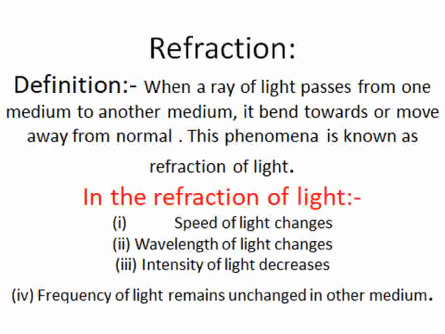In the refraction of light, number 1, the speed of light changes. This is also the cause of refraction. Second, the wavelength of the light changes, the intensity of the light changes, but the frequency of incident light remains unchanged after passing through the other medium. That is, the frequency of light remains unchanged in the other medium.